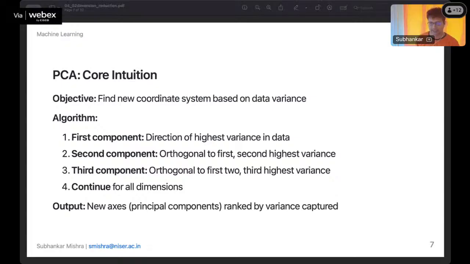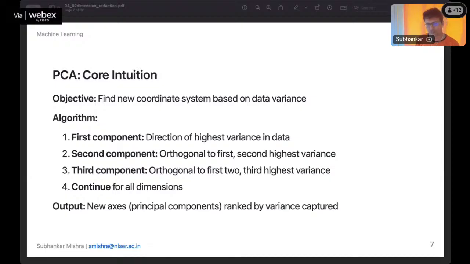The second axis that we find will be orthogonal to the first, and it is supposed to have the second highest variance. Similarly, the third component will be orthogonal to the other two, and that will give you the third highest variance. We keep continuing for all dimensions, matching the number of dimensions present in the original data set.